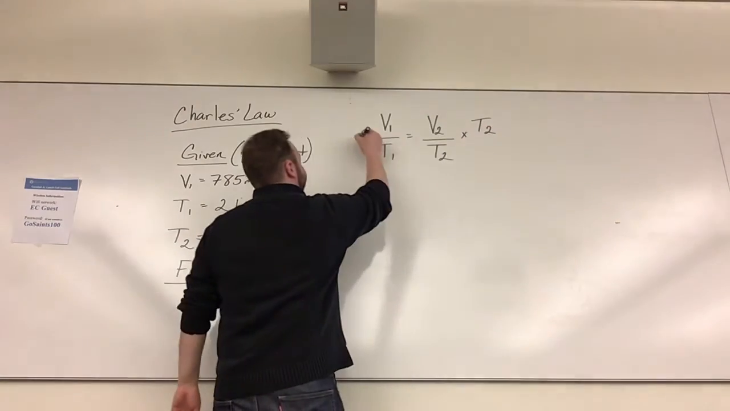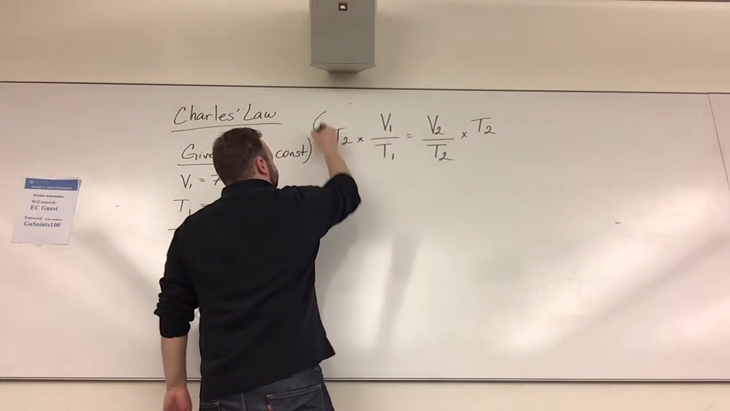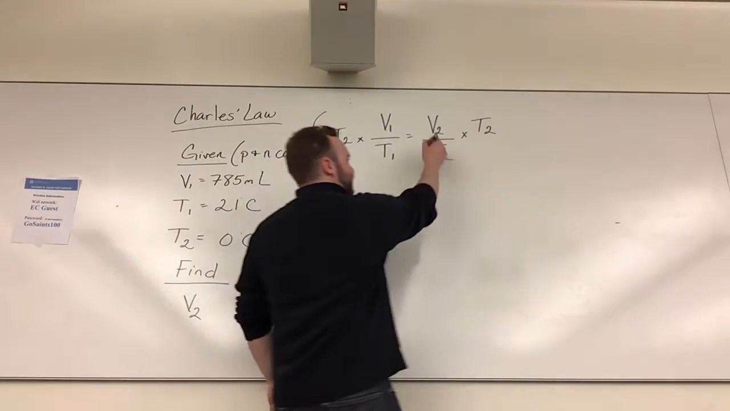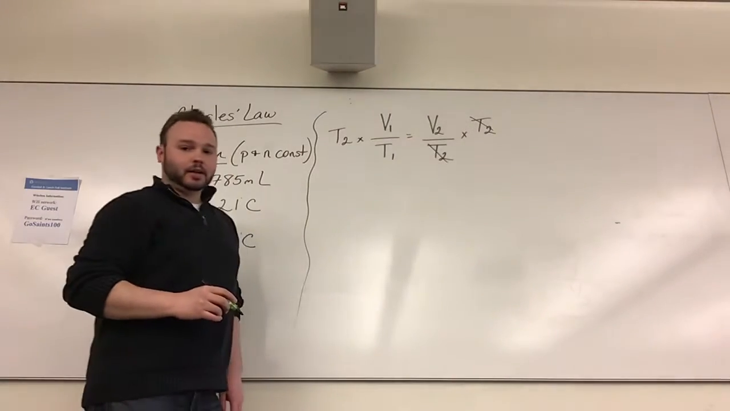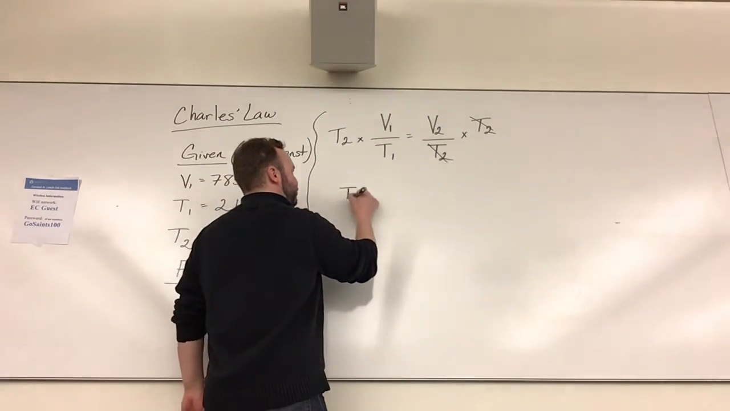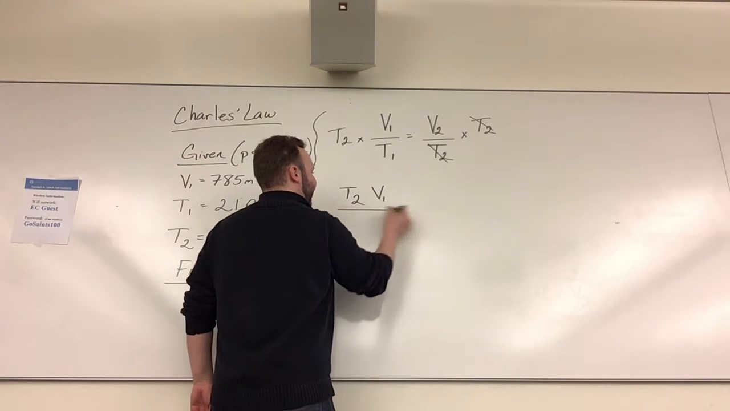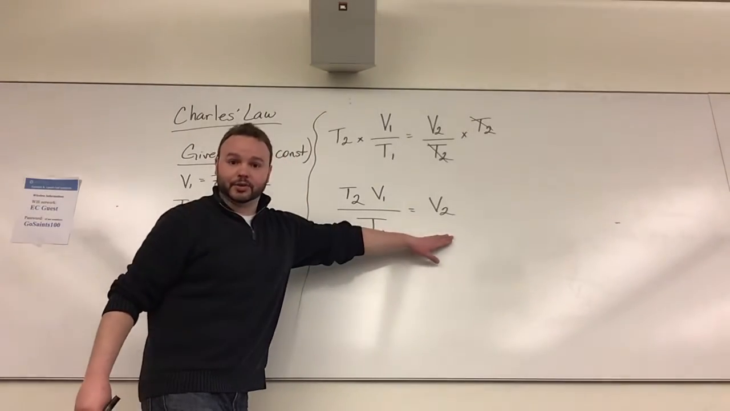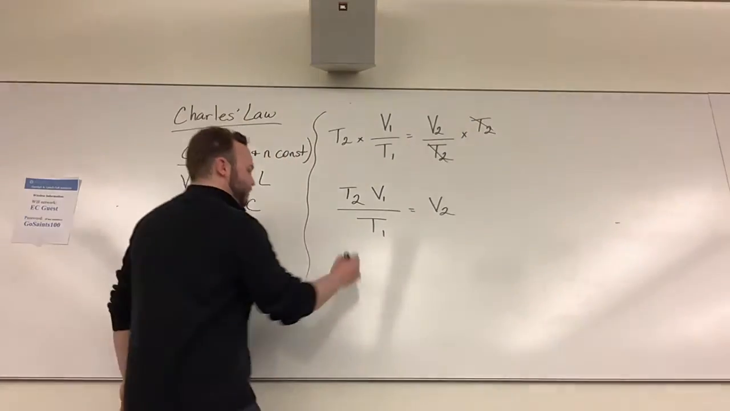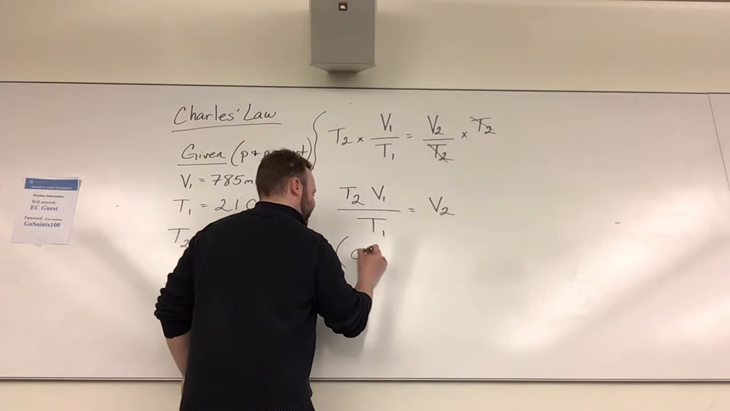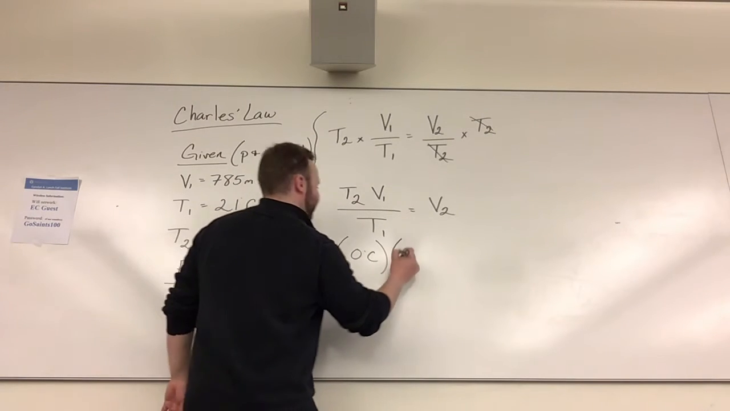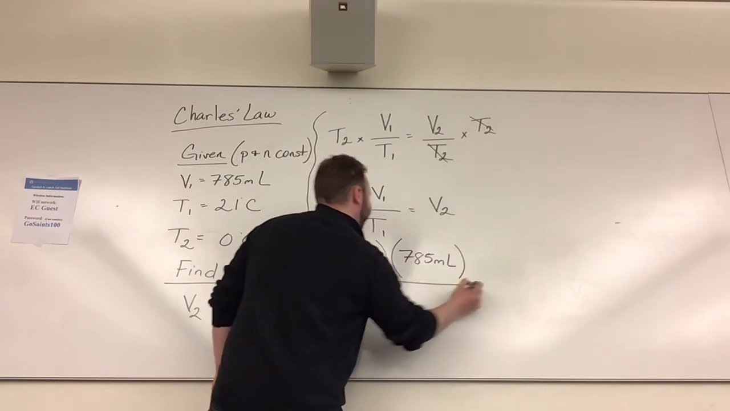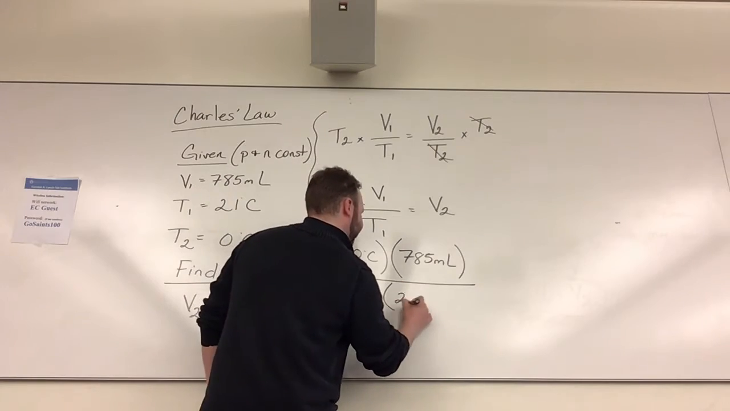all right, I'll do it out explicitly. Separate my work from my organized information. What I see here is T2 and T2 cancel, right? So what I can write now is T2 times V1 divided by T1 now has the variable that I want, V2. So now all I have to do is plug in my numbers. T2 is 0 degrees Celsius. V1 is 785 milliliters. Divided by T1, which is 21 degrees Celsius.